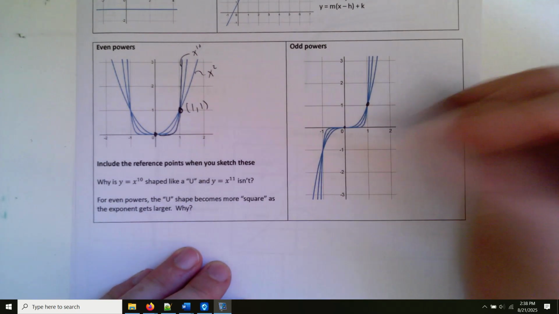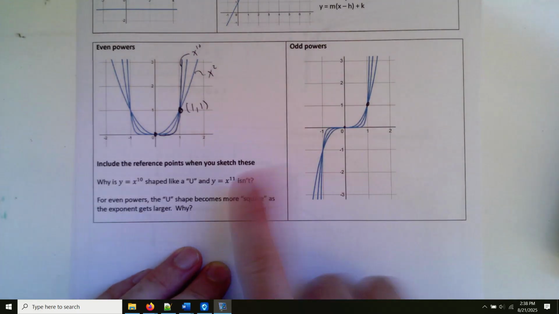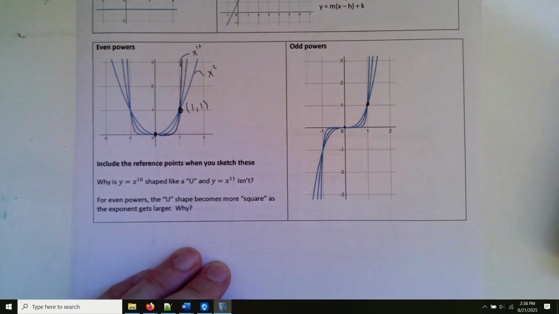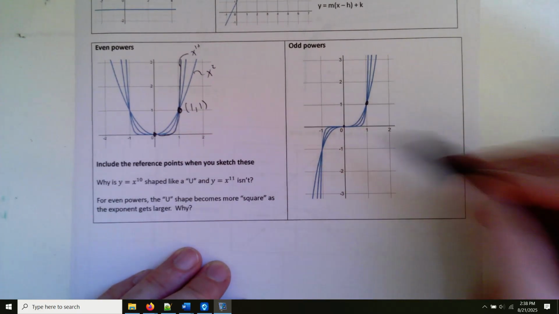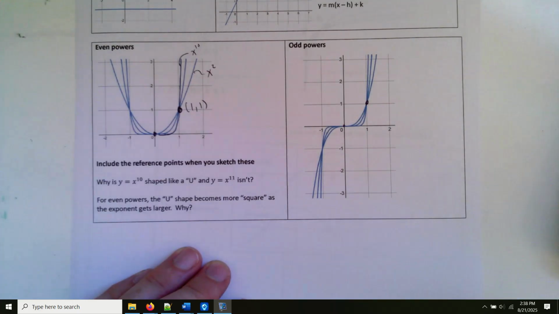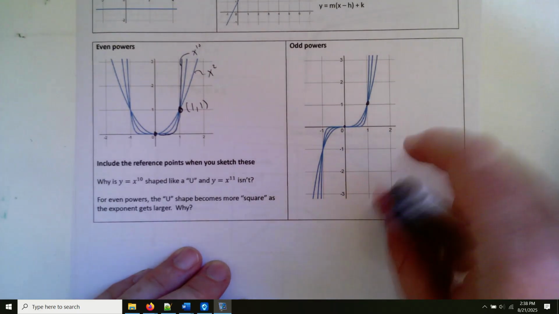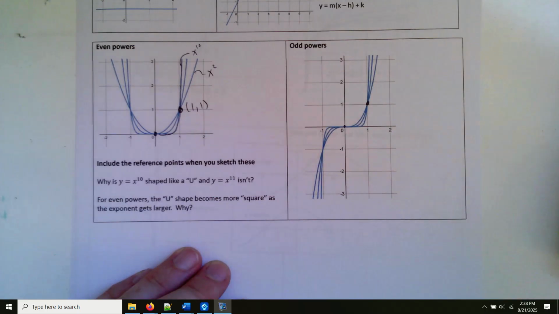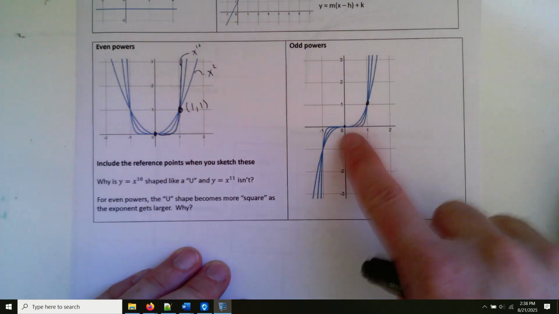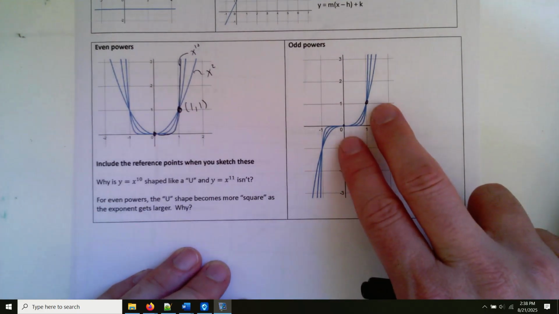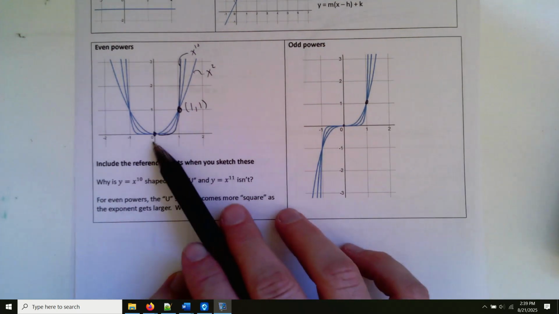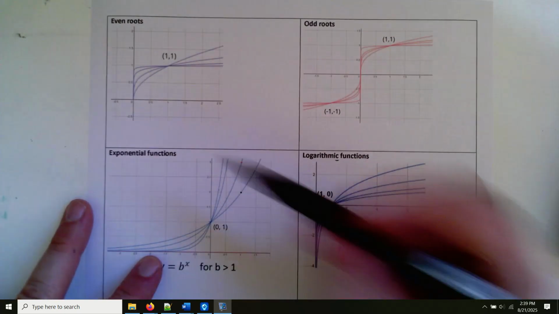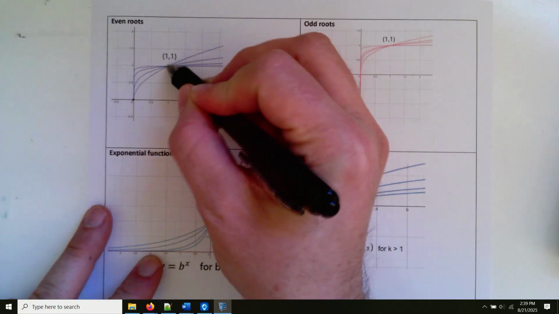So notice again the reference points for all of the different families, because you're going to need to know those reference points. The reference points are just the common points that all the members of the family go through. And they're going to be helpful because later on we're going to need to transform the functions, stretch them, translate them, and you're going to think in terms of how is it going to affect those reference points. So notice that even and odd powers go through the origin and 1, 1. Even and odd roots also go through the origin and 1, 1.